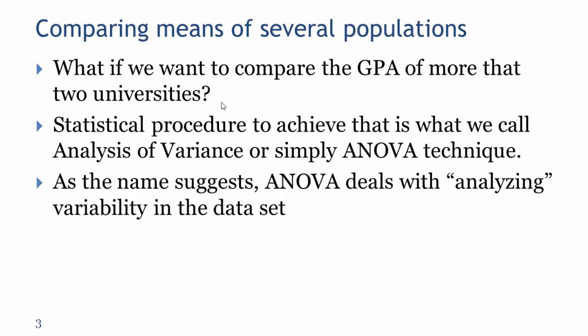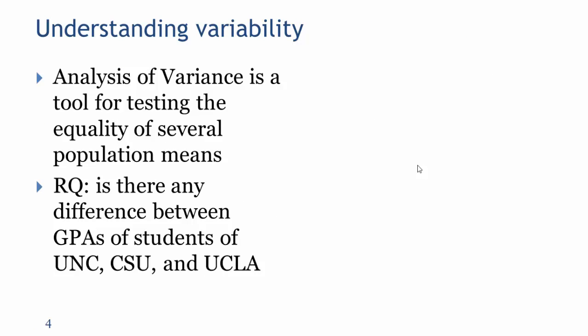The statistical procedure to do this is what we call the analysis of variance, simply called ANOVA. ANOVA is an acronym for analysis of variance. As the name suggests, it deals with analyzing the variability in the data. So what do we mean by that? We need to review the concept of variability. So let's review it.